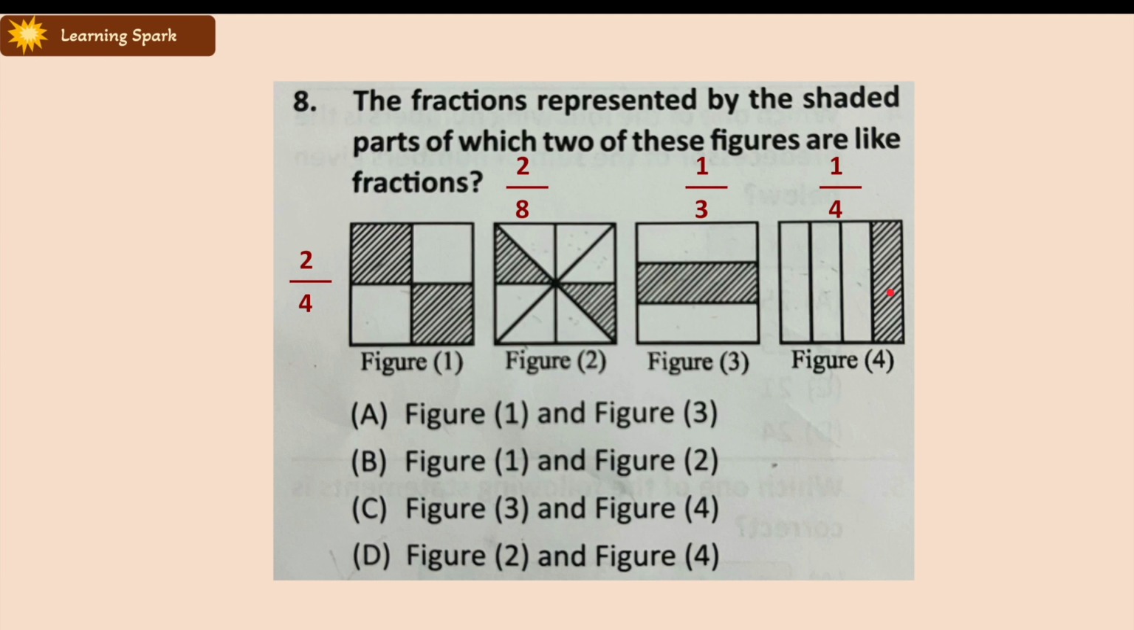Okay. Now from equivalence of fractions we know that 2 by 8 equals 1 by 4, because you have to divide both numerator and denominator by 2 to get 1 by 4. So this is also 1 by 4, this is 1 by 4. All right, so these are basically equivalent fractions. So the answer is D, figure 2 and figure 4.